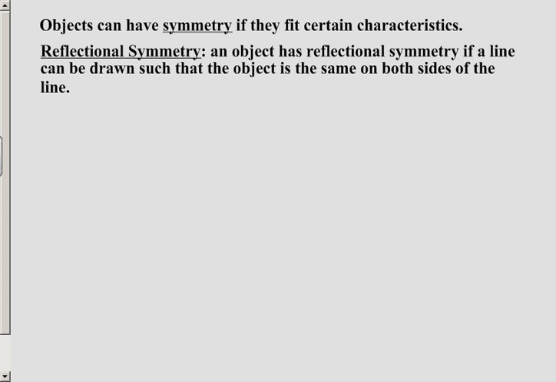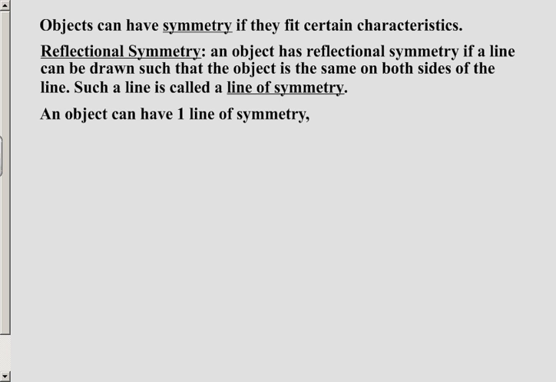Now, a different topic here. Objects can have symmetry if they fit certain characteristics. There are different types of symmetry. One of them would be reflectional symmetry. We would say an object has reflectional symmetry if a line could be drawn such that the object is the same on both sides of the line. Such a line, if one exists, is what we call a line of symmetry.